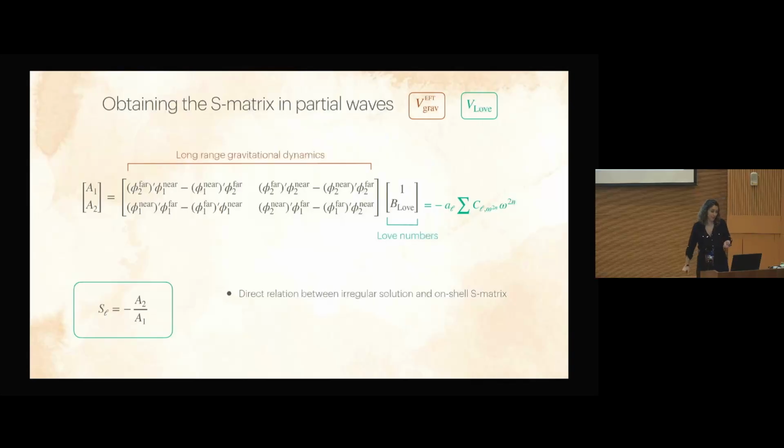But what is really nice is that this definition is gauge dependent, while when you get this matrix, then it becomes gauge independent.